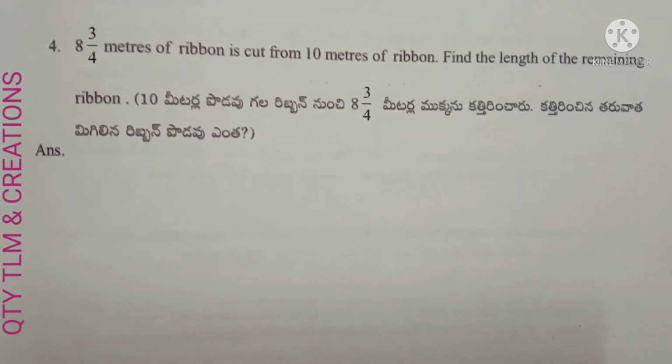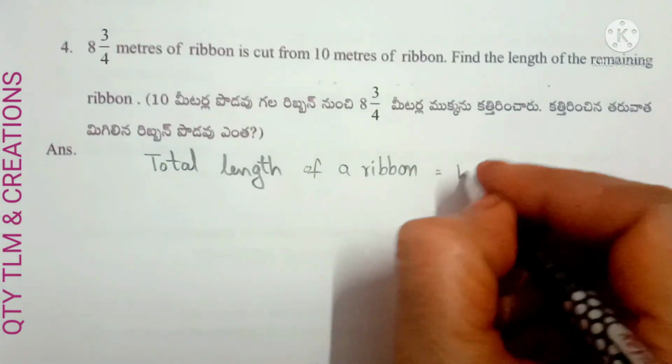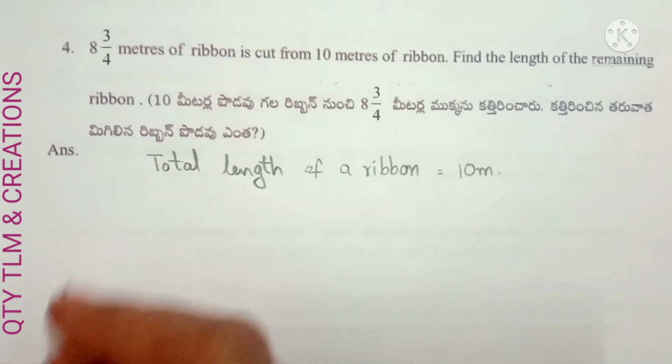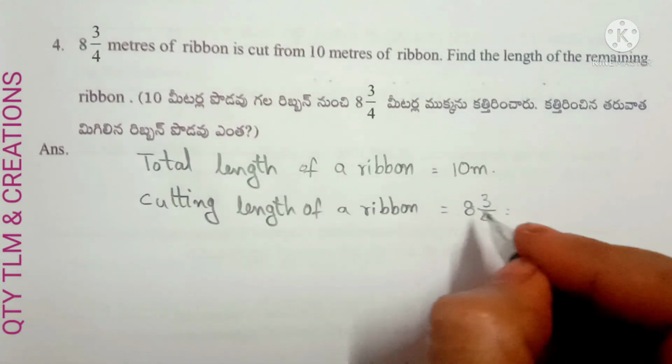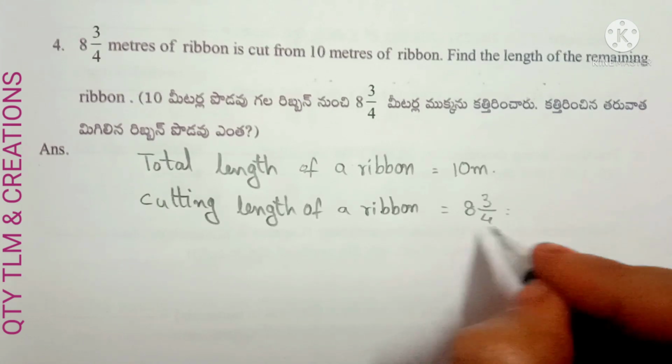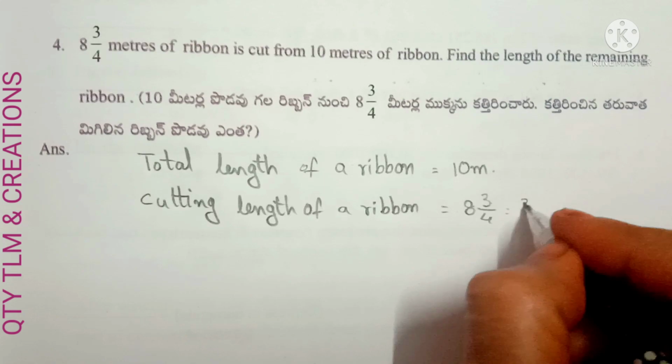Next question, 8 3 by 4 meters of ribbon is cut from 10 meters of ribbon. Find the length of the remaining ribbon. The total length of the ribbon is 10 meters. The cutting length of the ribbon is equal to 8 3 by 4 meters. So this is a mixed fraction. We must convert it into an improper fraction. 4 8s are 32 plus 3, 35 by 4.